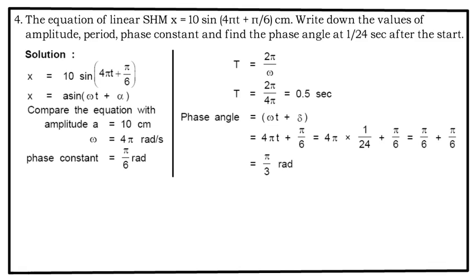Now phase angle is omega t plus delta. Omega can be written as 4 pi. T is 1 by 24 seconds, so 1 by 24 plus pi by 6. So you get 4 pi into 1 by 24 plus pi by 6, that is pi by 6 plus pi by 6, that becomes pi by 3.